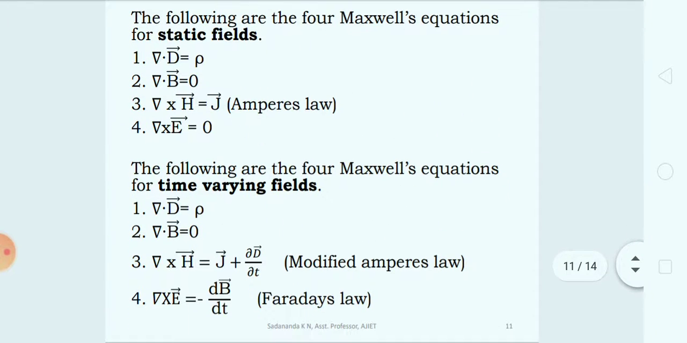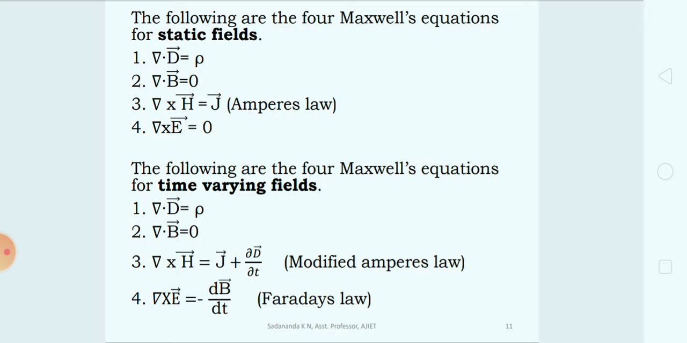Next topic is Maxwell's equations under static conditions and time varying conditions. First let me write Maxwell's equations under static fields: divergence of vector D is equal to rho v, divergence of vector B is equal to 0, curl of vector H is equal to J, that is Ampere's law, and curl of vector E is equal to 0. These are the four Maxwell's equations under static conditions.